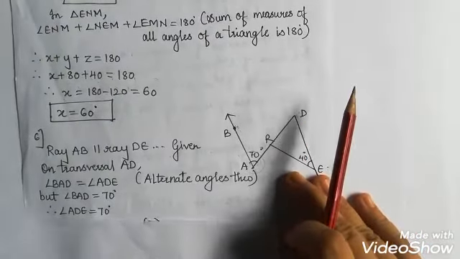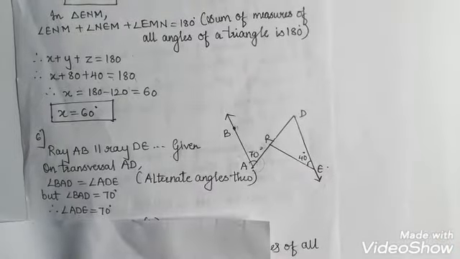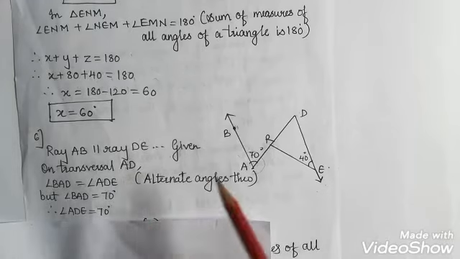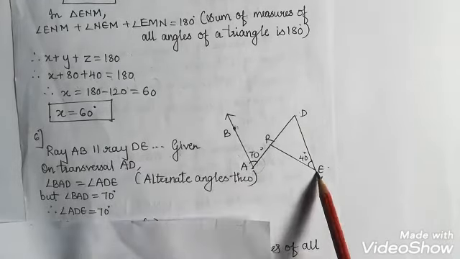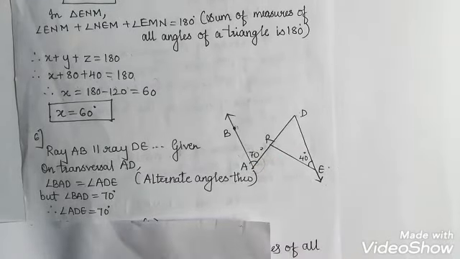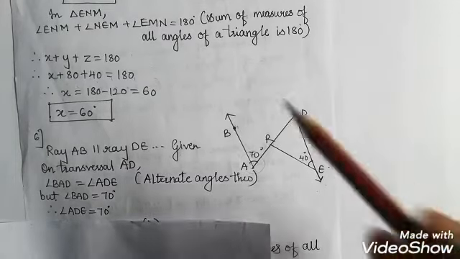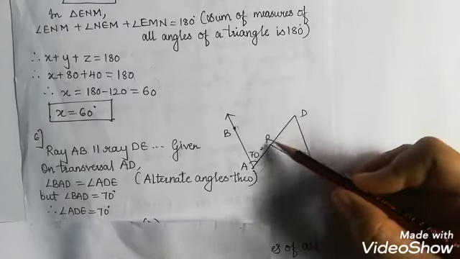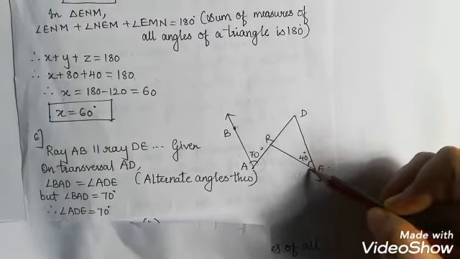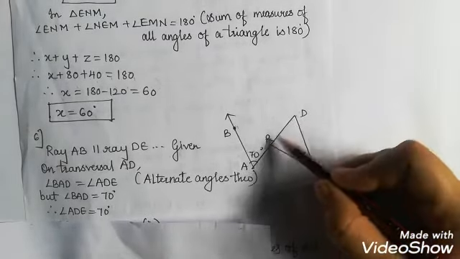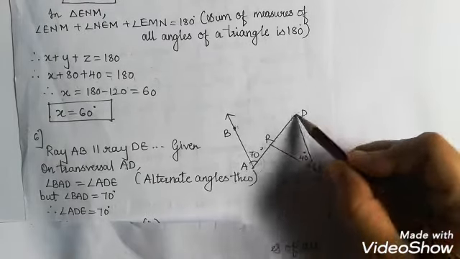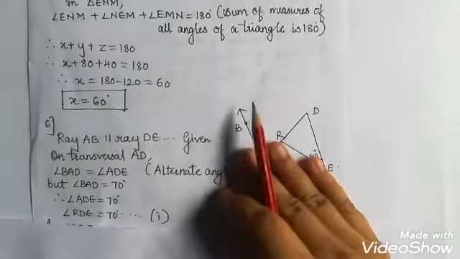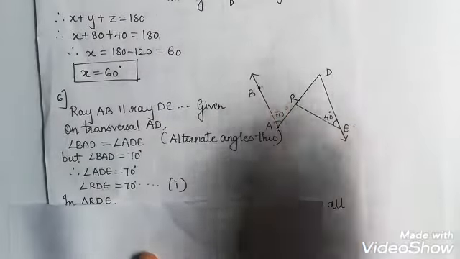So you can see over here. Okay, so AB is parallel to DE given, AD is a transversal. So I get the two alternate angles. If one is 70, the other is also 70. Now if angle ADE is 70 degrees, then I can say that angle RDE is also 70 degrees, because angle RDE belongs to angle ADE. Okay, so angle RDE is also 70 degrees. That is equation 1.